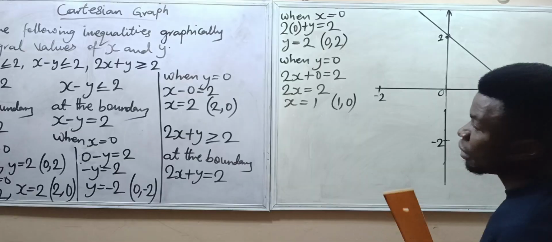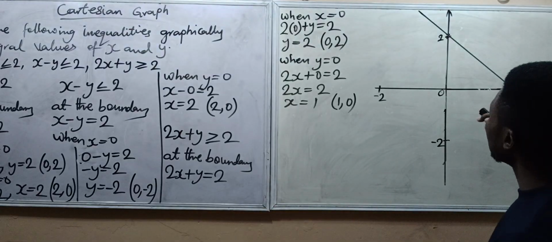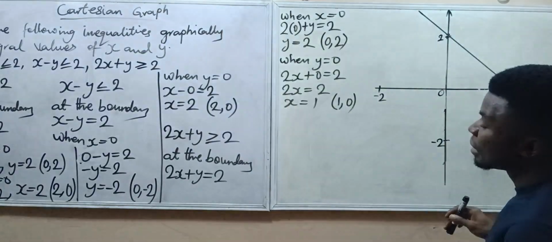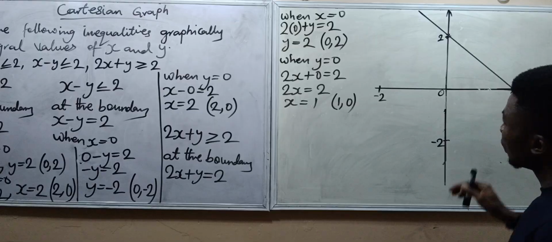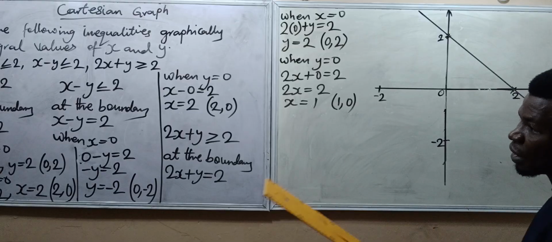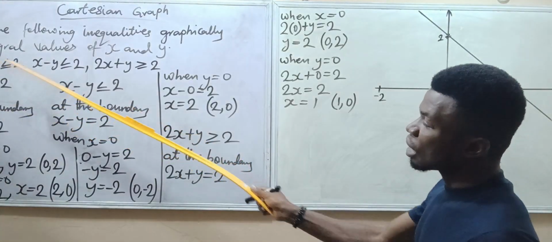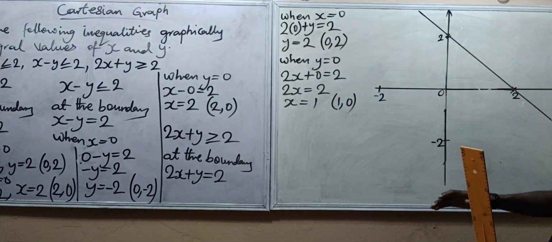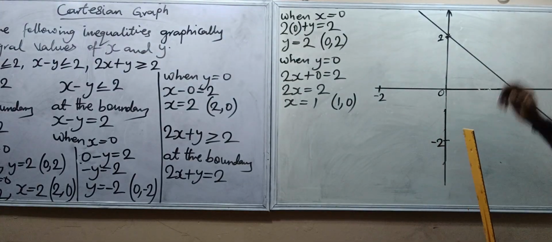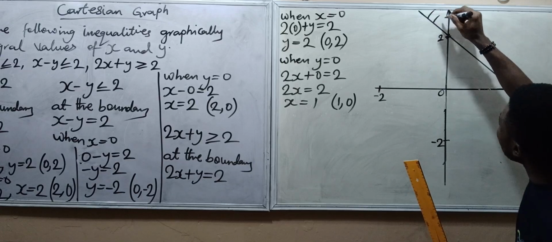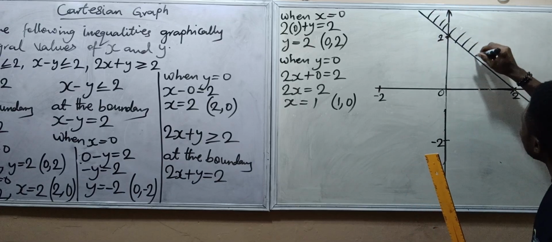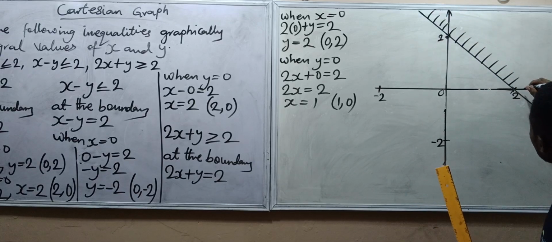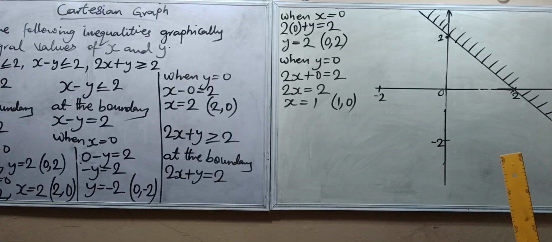And we are using the convention that the shaded part is the unwanted part. Since the inequality is x plus y is less than or equal to, that means this side is the one we need, while the other side is the unwanted part. So we shade the outside part, the external region, which is the one we do not need, right? Now that is for the first one.